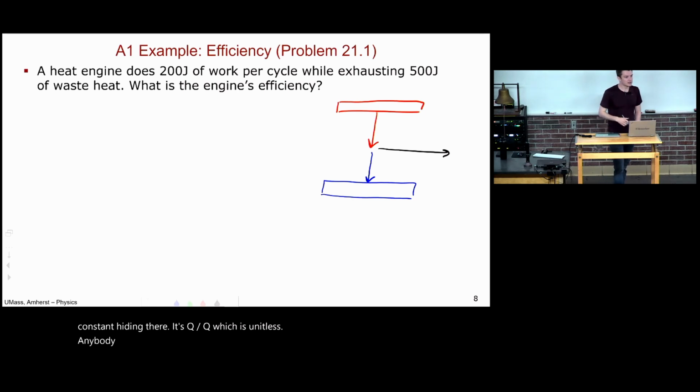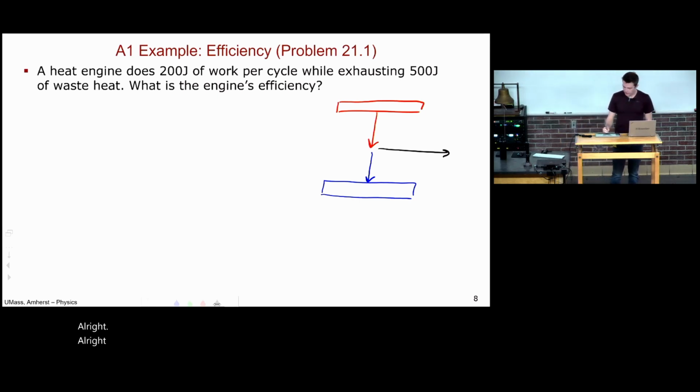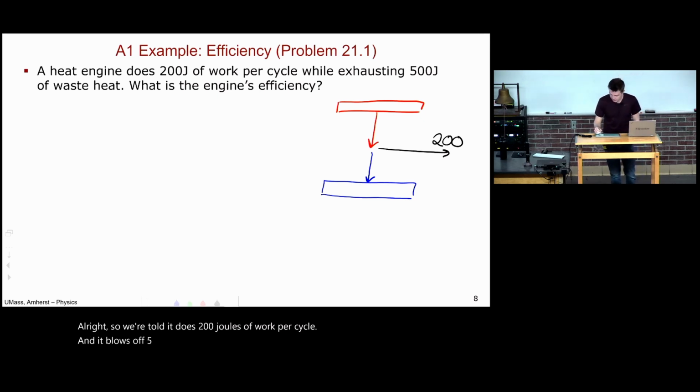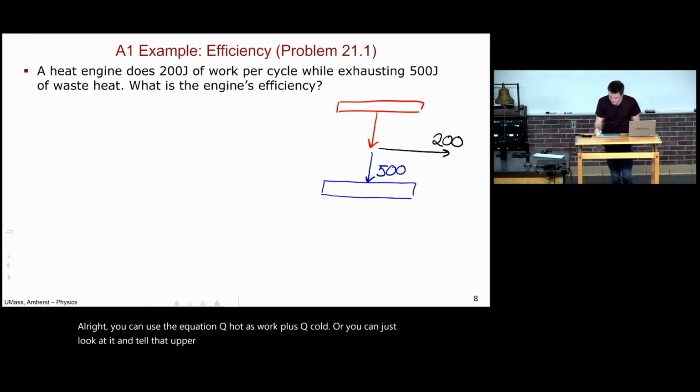Anybody need more time on this? All right. So we're told it does 200 joules of work per cycle, and it blows off 500 of exhaust. All right, you can use the equation Q hot is work plus Q cold, or you can just look at it and tell that that upper arrow must be 700 for Q hot.